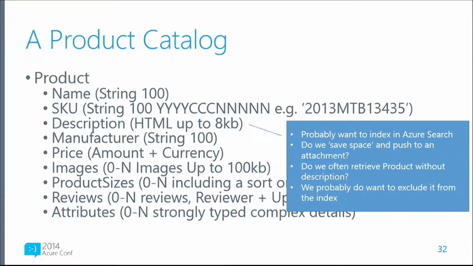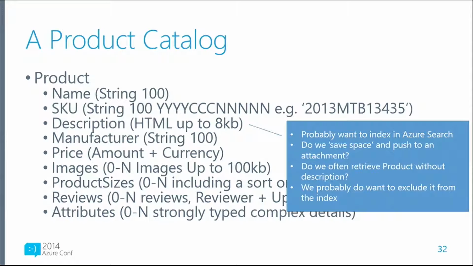What about the description, right? So a big 8K chunk of HTML. You probably would want to index this in something like Azure Search for full text indexing. You probably don't want to index this inside Azure Document Database. We could be really aggressive in terms of saving space and actually push that description out into an attachment, right?